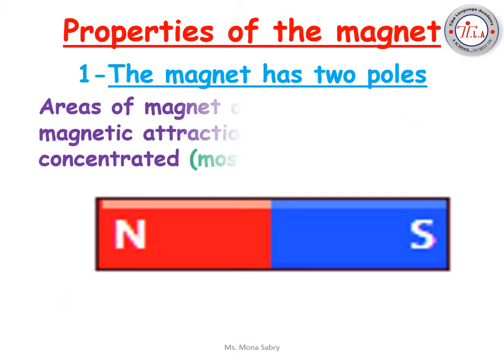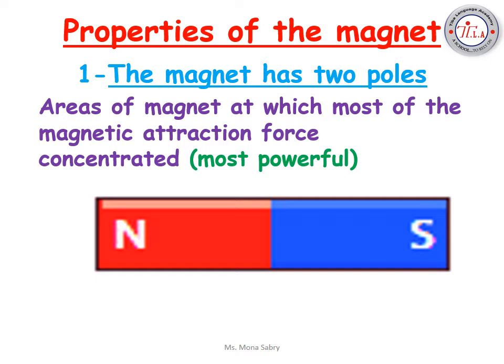Properties of the magnet. First, the magnet has two poles. These are the areas of the magnet at which most of the magnetic attraction force is concentrated or most powerful. So, the magnet has two poles, North Pole and South Pole. These poles are the most powerful areas of the magnet.